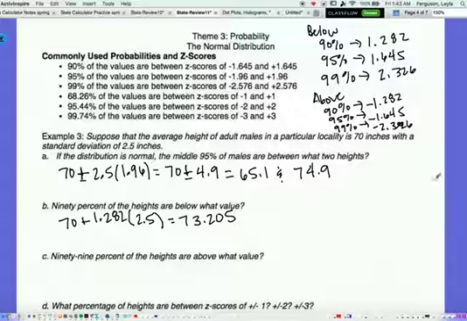C says 99% of the heights are above what value? So for above, that's going to be negative 2.326 z-score. So you would do 70 minus 2.326 times the standard deviation, which would be equal to 64.185.